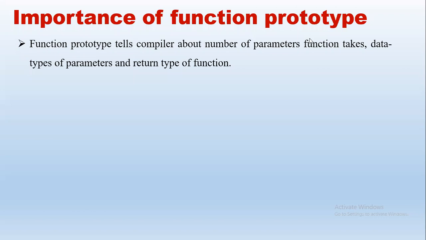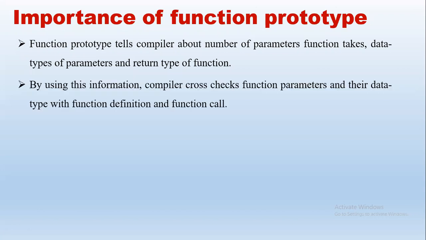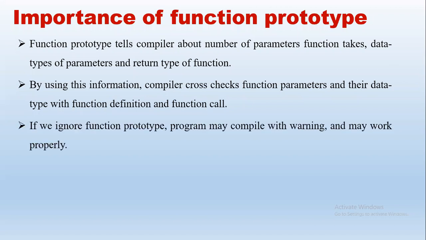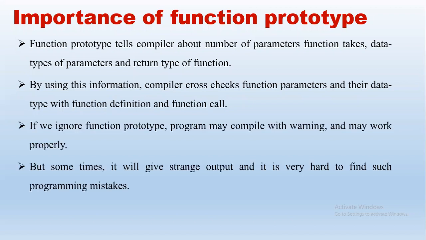So the function prototype will tell the compiler information like the number of parameters, the data type of each parameter, and the return type of the function. Using this, it will compare the actual parameters to the formal parameters. It will check whether the function call and function definition match. If there is any mismatch, the compiler will give an error so that we can correct it and then execution takes place. Sometimes there may be a warning also, but usually it will give an error.